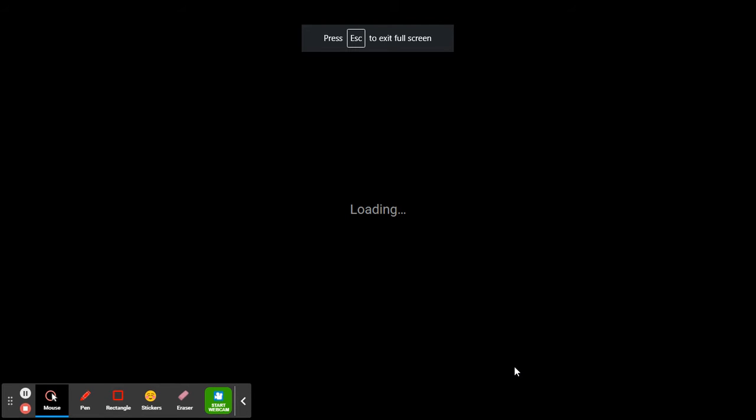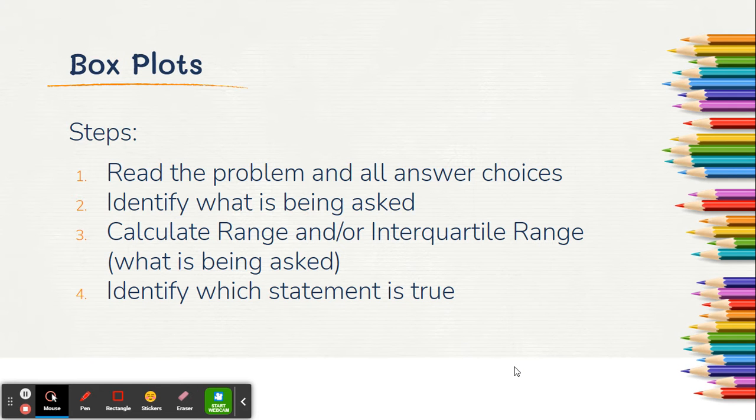Okay, guys, today we're going to finish up with box plots. So we did minimum, maximum, median, and range yesterday. And today we're going to add on interquartile range. This one adds on something a little different, and I'll go over it on the next slide.